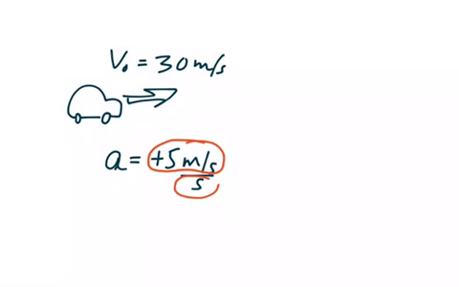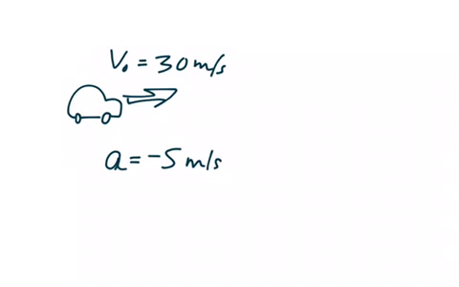So at the end of 1 second, you're going to be traveling 35. At the end of 2 seconds, you're going to be traveling 40. At the end of 3 seconds, you're going to be traveling 45, and so on. But what if now your acceleration was actually negative 5 meters per second per second? Well, at the end of 1 second, you're going to be going 25. At the end of 2 seconds, you're going to be going 20. At the end of 3 seconds, you're going to be going 15 meters per second.